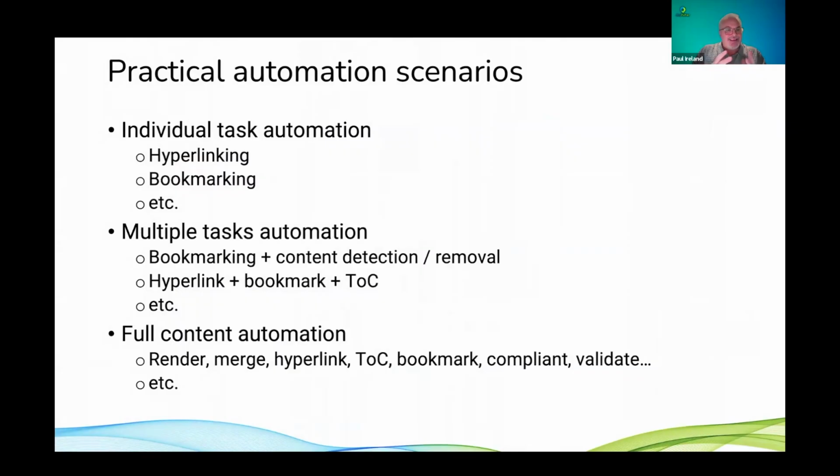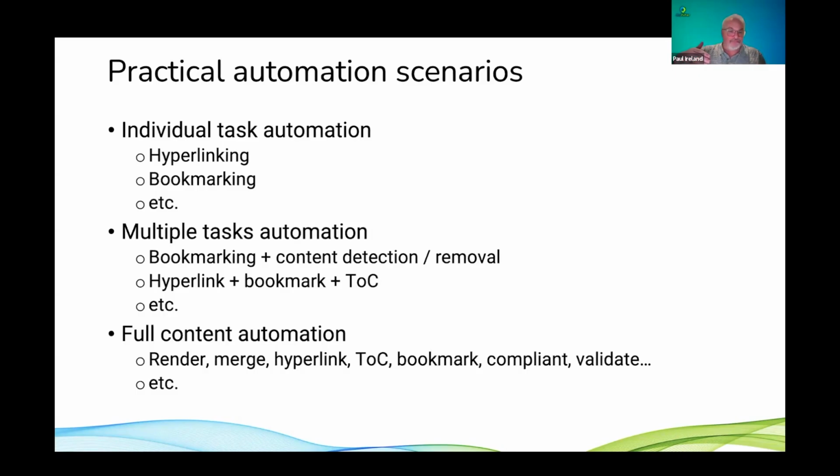just to explain what I'll talk about first, there's individual tasks. So you can automate just individual tasks themselves. They could be workflows that are just set up to hyperlink your content at a certain point in that document's life cycle, or to bookmark the content at a certain point in the life cycle, etc. So you can have these individual automated tasks if you want, or you can have multiple tasks, maybe they bookmark the content and they remove empty pages and empty paragraphs, for example. Or they do the hyperlinking and the bookmarking and the ToCs. So you can combine different tasks into single workflows.